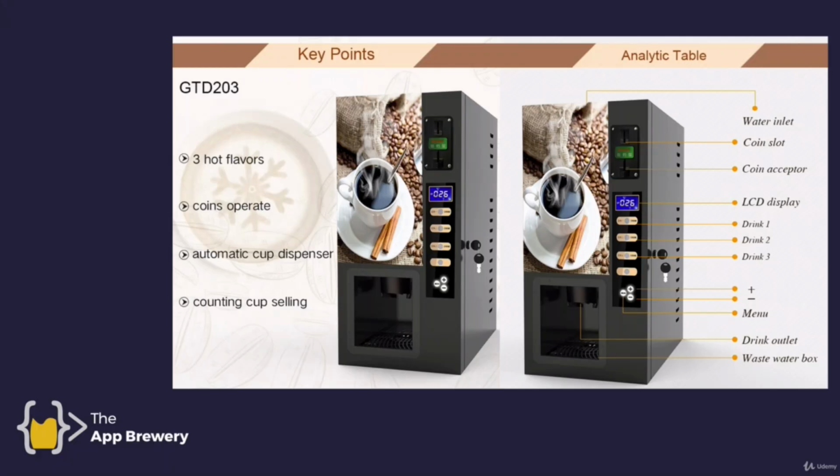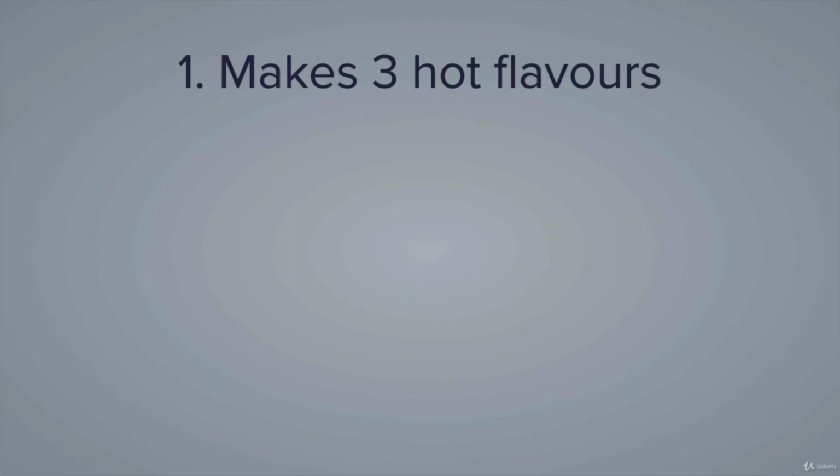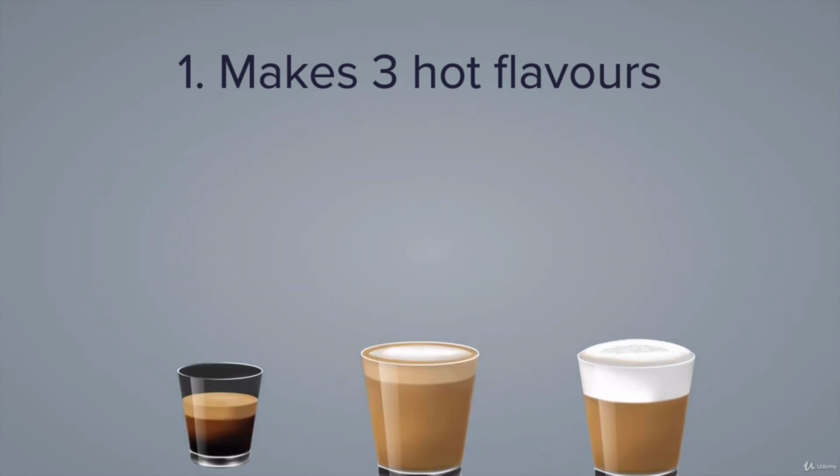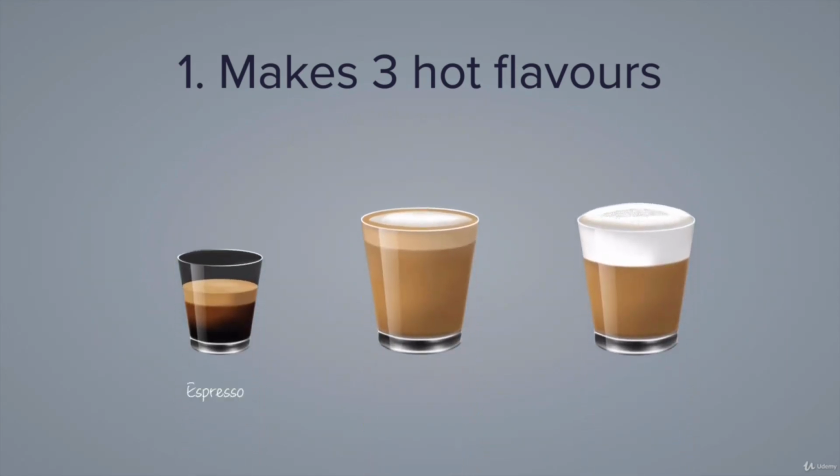I found some wonderful graphics on here, which tells me that there are 3 hot flavors, which I'm guessing are these 3 buttons. It's coins operate, which I think they mean it's coin operated, and there's not much else that it can do. Let's take this example, and we're going to make a digital version of it. We're going to create our own coffee machine. And the first step we need to replicate is the ability to make 3 hot flavors. So the flavors we're going to make are 1 espresso, 2 latte, and 3 cappuccino.